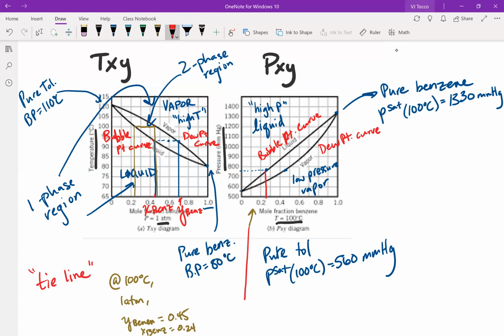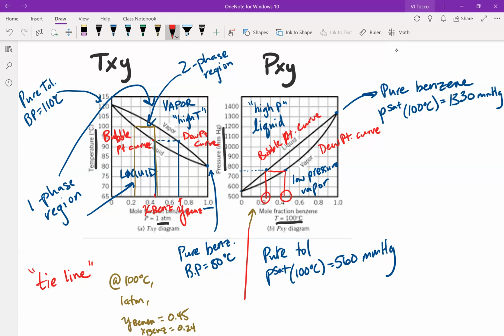The answer should be the same. It doesn't look like it, but I drew it a little bit off. Sometimes it's hard to read these diagrams and draw straight lines. Same answer here. So I've got X benzene at 0.24 roughly. If I draw my tie line, Y benzene at about 0.45. So you can use these to figure out the composition of the liquid and vapor phases that are in equilibrium with each other.